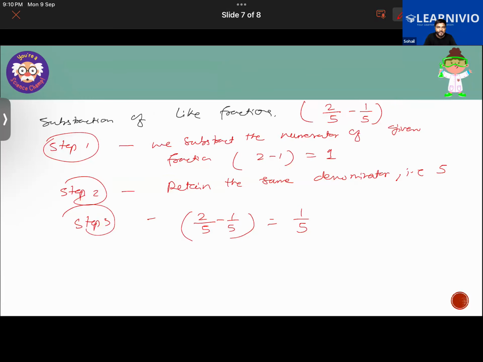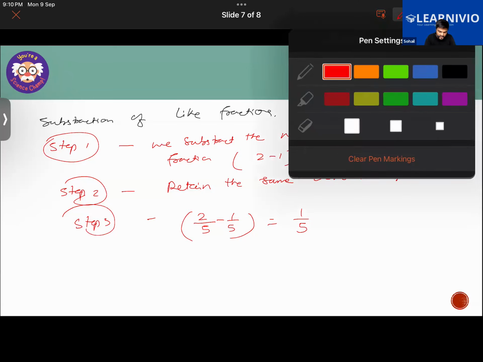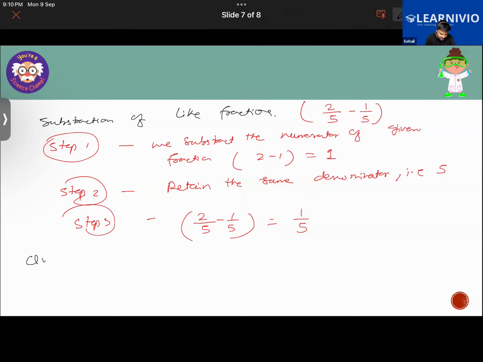Can you teach us what to do if the denominators are not the same? Sure, for sure, we are going to learn about that. But first of all, can you give us some questions? Sure, we are going to take some questions also. First of all, we are going to learn about addition and subtraction of like fractions.